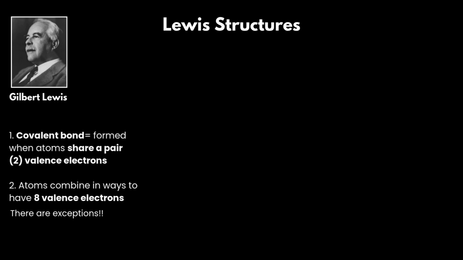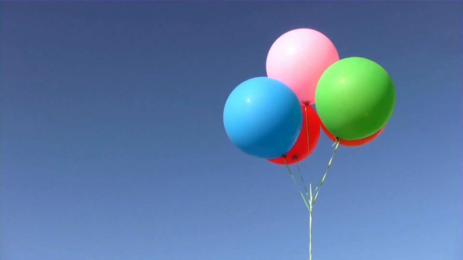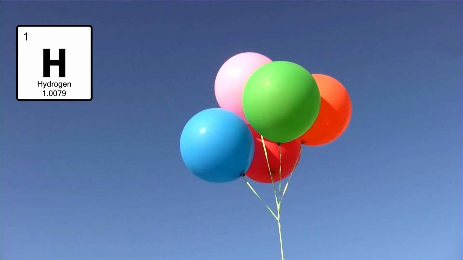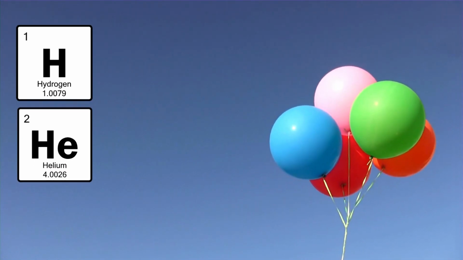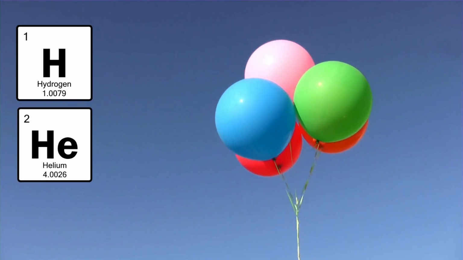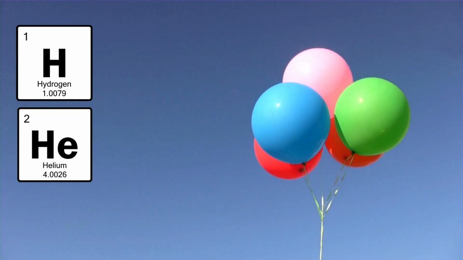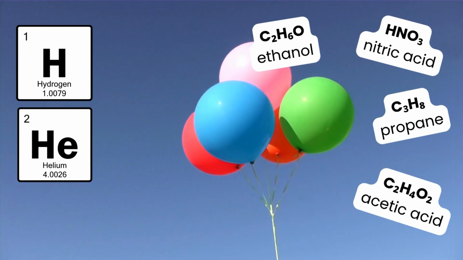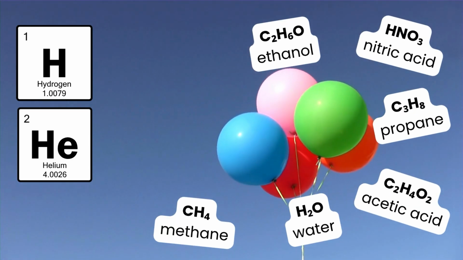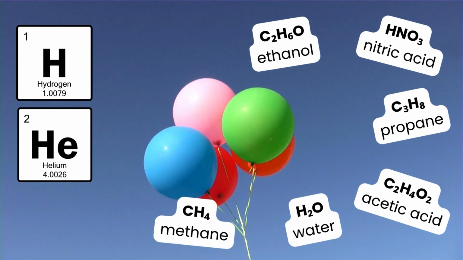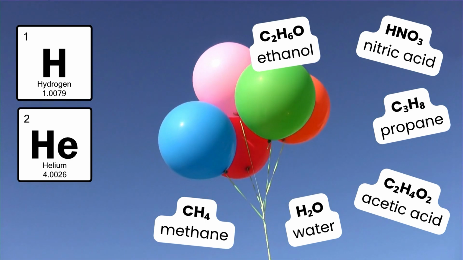Now, there are some exceptions to this rule. For example, hydrogen and helium atoms only need 2 valence electrons to have a, quote, full shell. While helium is a pretty uncommon atom, hydrogen is super common. You're going to see it in all types of molecules. So that's a really important exception to take note of.